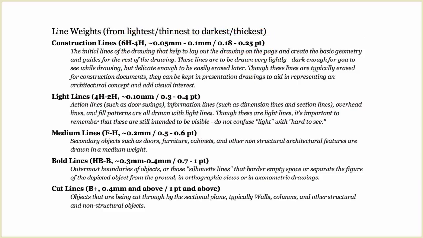Light lines, so these are action lines, door swings, information lines, hatches typically, fill patterns, those kinds of things. Those light lines are about 0.1 millimeter. When I was showing you guys the example on the back of the little handout, I gave it to you again today, and I pointed out that door swing, I said 0.09 millimeters, which is right at about 0.10. So that's for action, that's for things that are movable. They're not supposed to be hard to see like construction lines. They're there, you're trying to see them, but they're really thin.